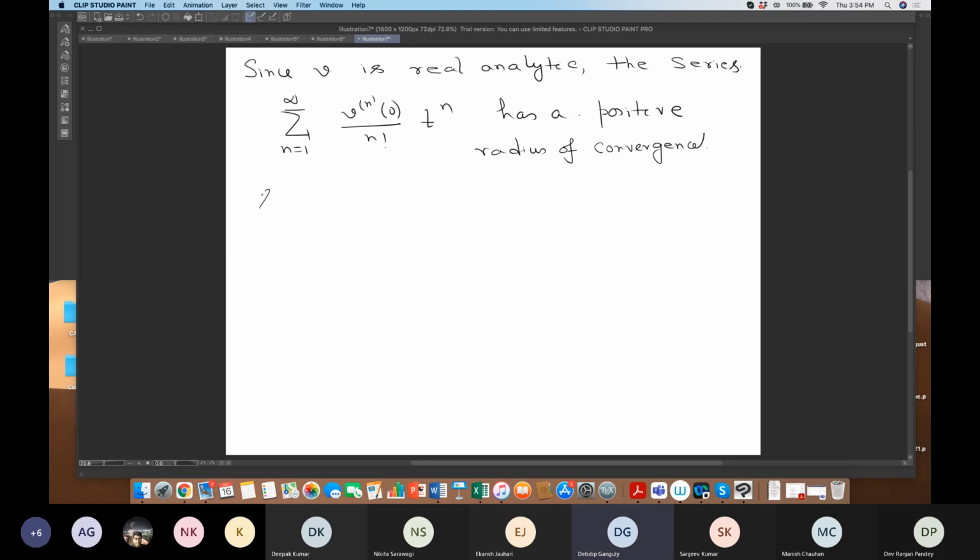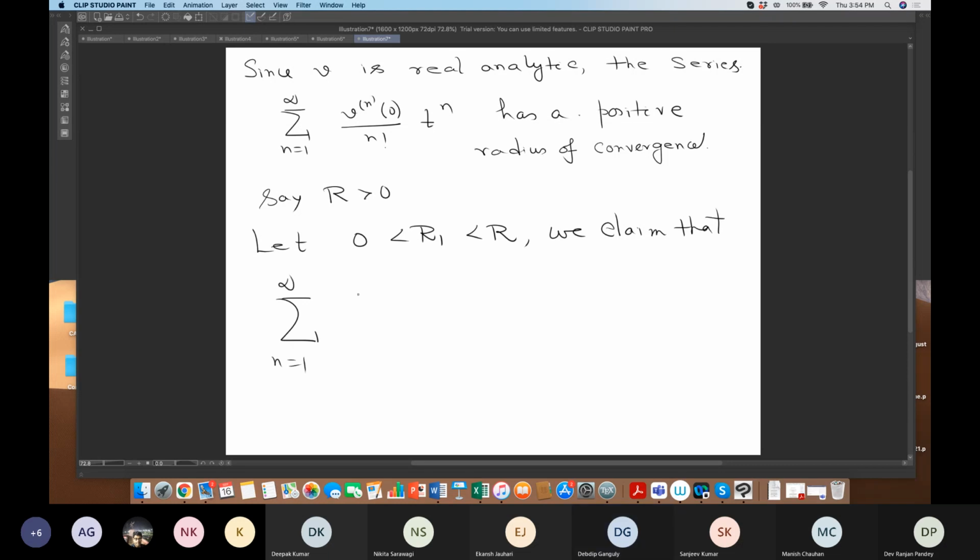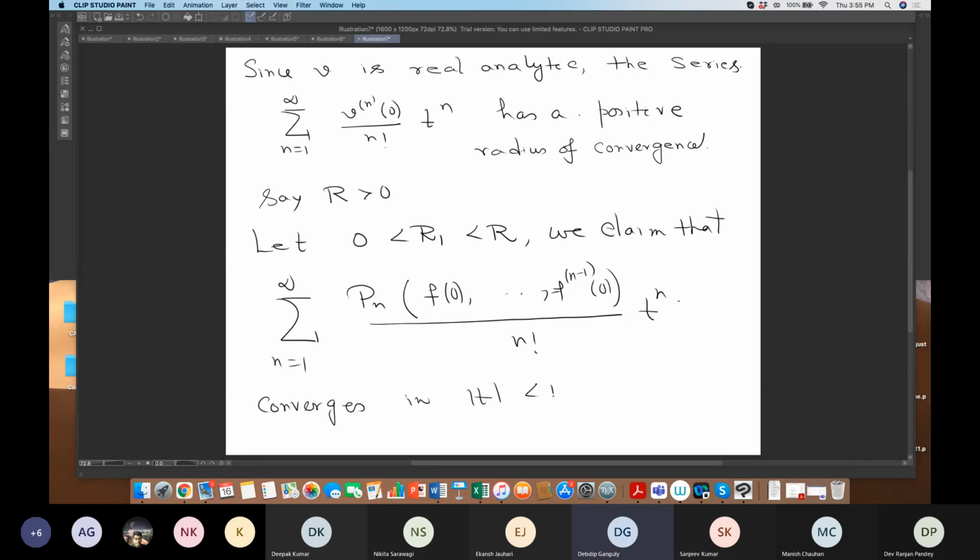Okay, say R. Let's say R positive. Now let 0 less than R1 less than R. We claim that the summation, this series in F of 0, converges in mod t less than R1.